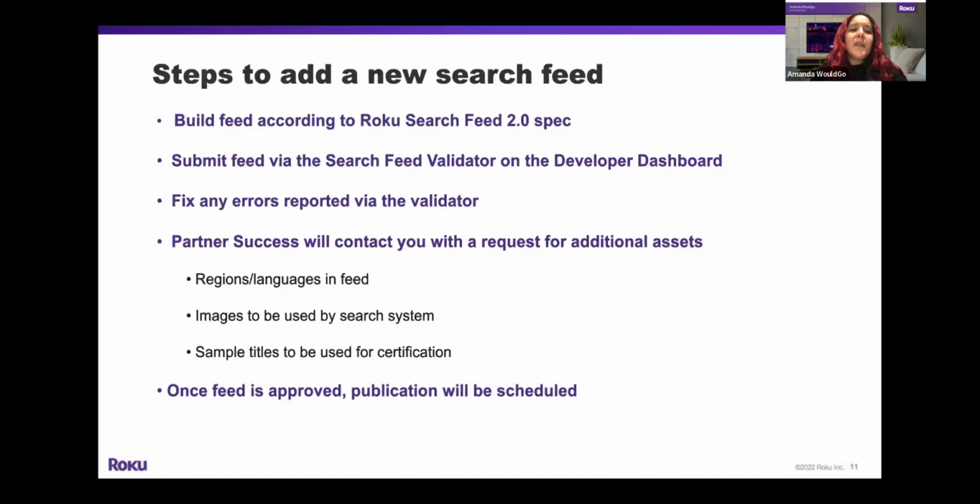Implementing a search feed takes several steps today. You'll build the feed according to the Search Feed 2.0 spec. You'll submit the feed via the Search Feed Validator on the developer dashboard, fix any errors reported via the validator, and then Partner Success will follow up with you to request several assets once your feed has passed that initial validation. Partner Success will be looking for the regions and languages in the feed, images to be used by the search system, and sample titles to be used for certification. And then, as soon as the feed is approved, publication will be scheduled.